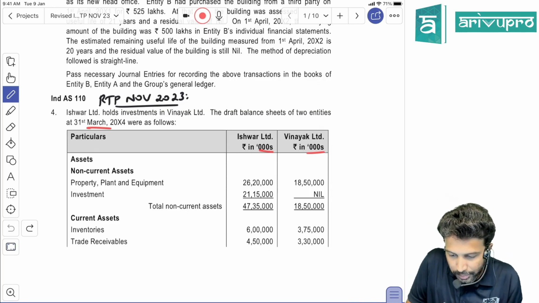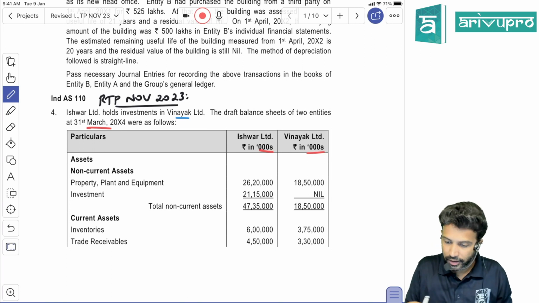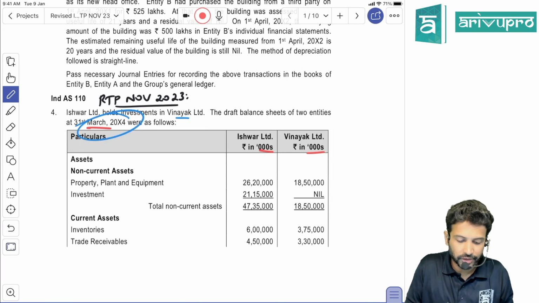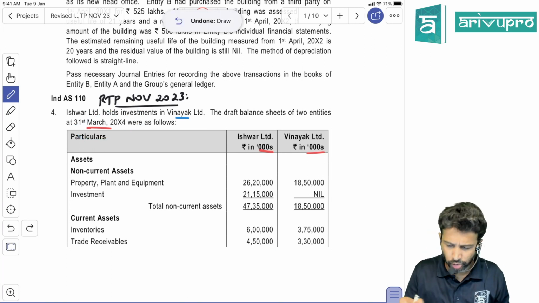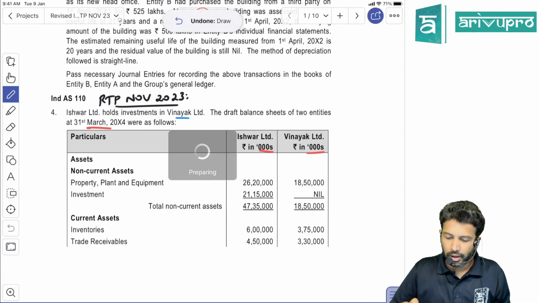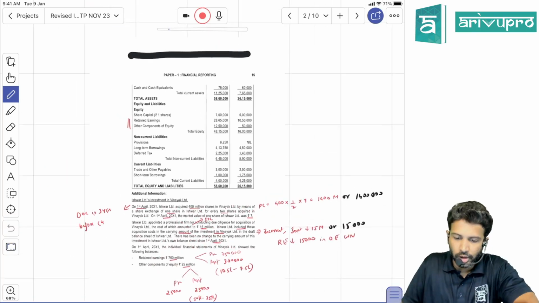So Ishwar Limited holds investment in Vinayak Limited. The draft balance sheet of the two companies on 31st March 20x4 is being given. So all the numbers are in thousands. Okay, so pretty much usual. Yeah, moving along.